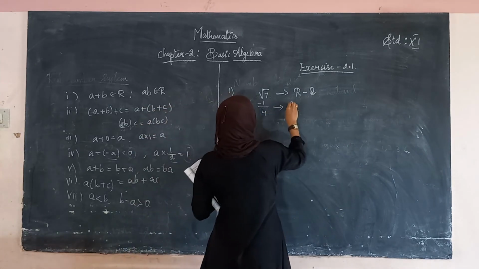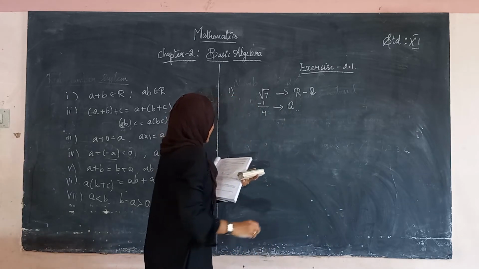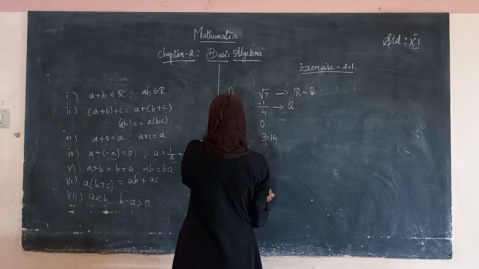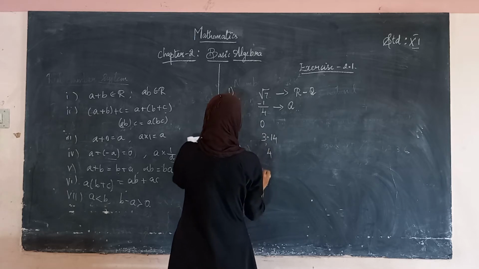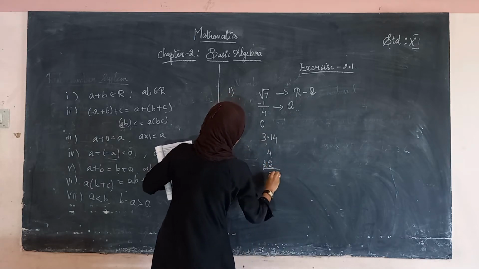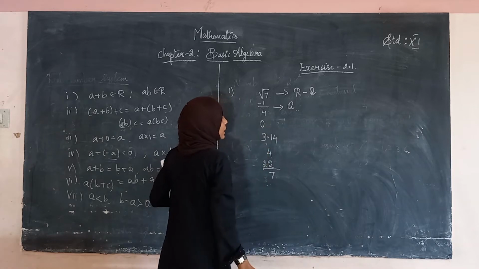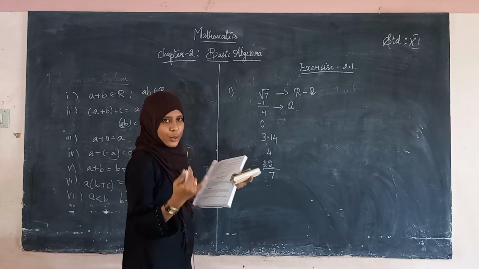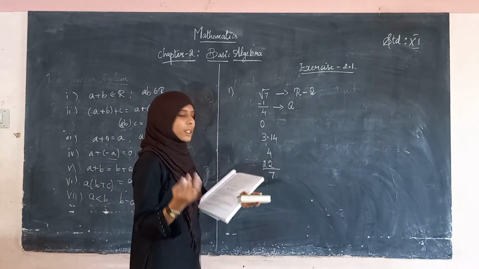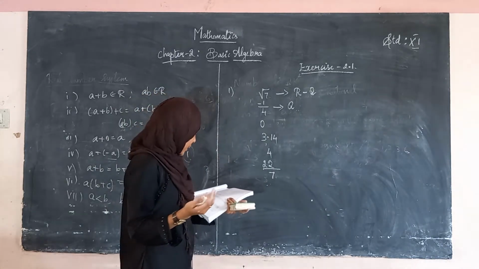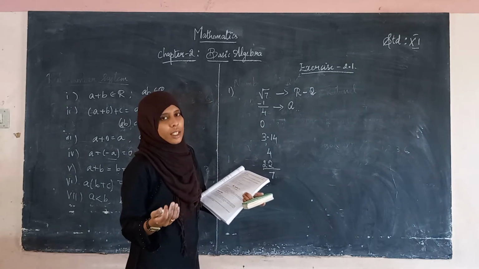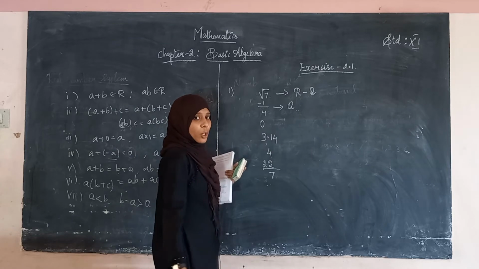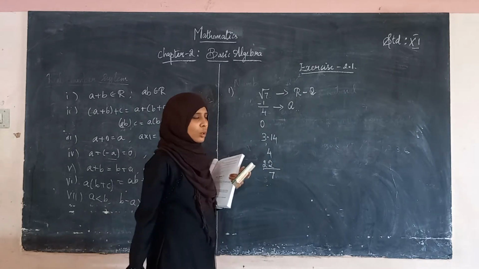Therefore, this is the rational number. Next term, 0, 3.14, 22 divided by 7. Okay, see 0. What's 0? How can we say this 0? See, in your book they have given natural numbers, rational numbers, R minus Q. R minus Q is irrational numbers and only integers. Okay, see if they have given W, we can say this is a whole number. It will be in a whole number.